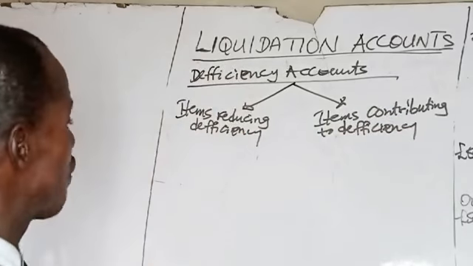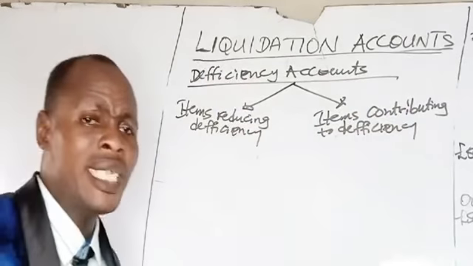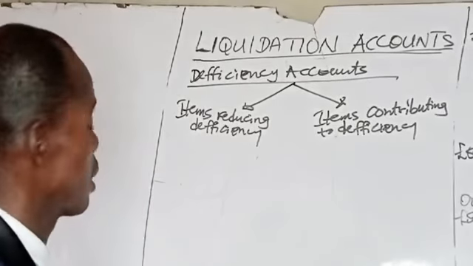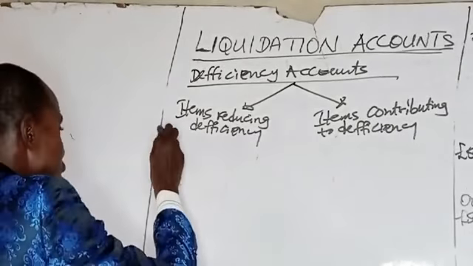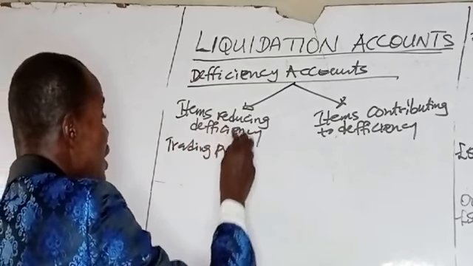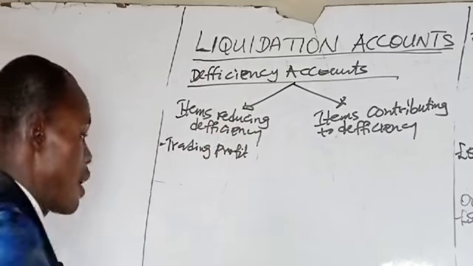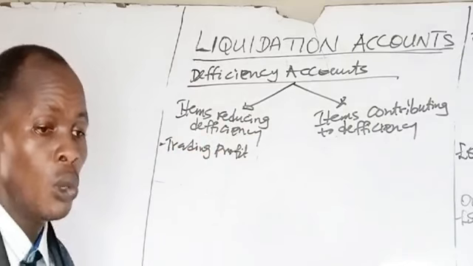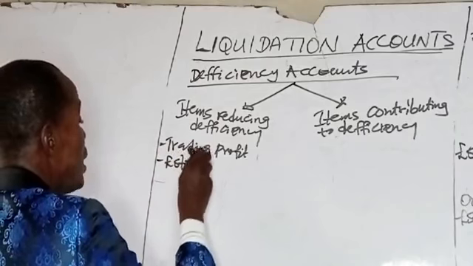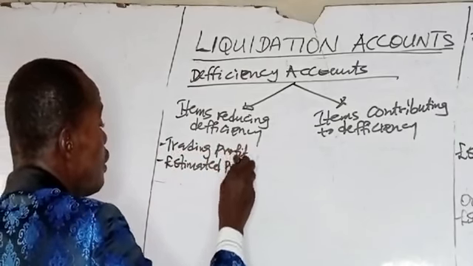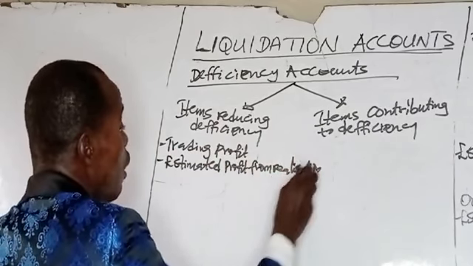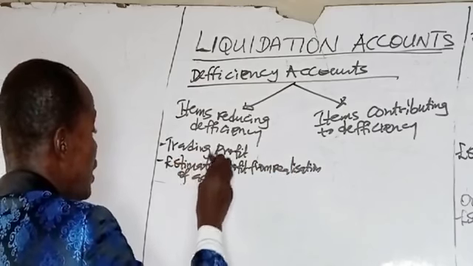Items reducing deficiency are those items that will make the deficiency reduce. Example, we have trading profit. Where there is a trading profit, profit will make the deficiency reduce. Number two, estimated profit from realization of assets. Profit from sales of an asset.